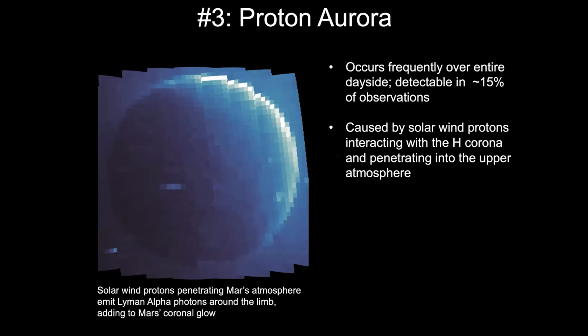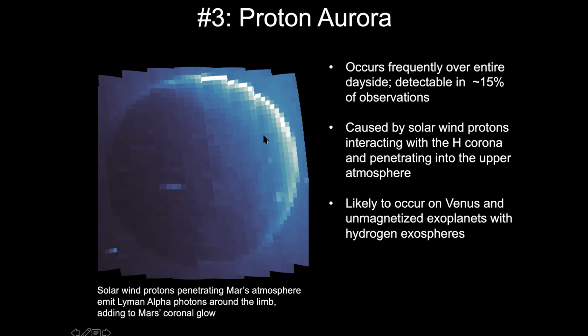The third kind occurs on the day side, and this is caused by the penetration of solar wind protons into the upper atmosphere, charge exchanging with the corona and giving rise to Lyman alpha glow. Not necessarily a particularly bright form, but it actually is the most common form of aurora. And we've learned on MAVEN that it's actually a tracer of atmospheric escape. The proton aurora is bright when the hydrogen corona is expanded.